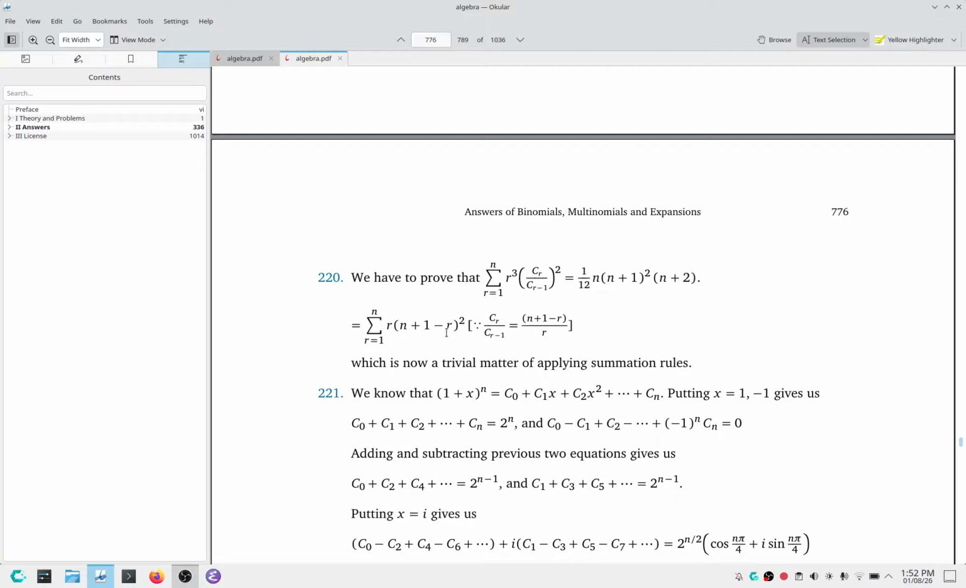So we have this. Now, it's a trivial matter of applying the summation rule where sigma 1 would be n, sigma r would be n times (n + 1) upon 2. Sigma r² would be n times (n + 1) times (2n + 1) upon 6. And sigma r³ would be (n times (n + 1) upon 2) whole squared. So you apply that and you will have the result. So with this we come to the end of question 220.